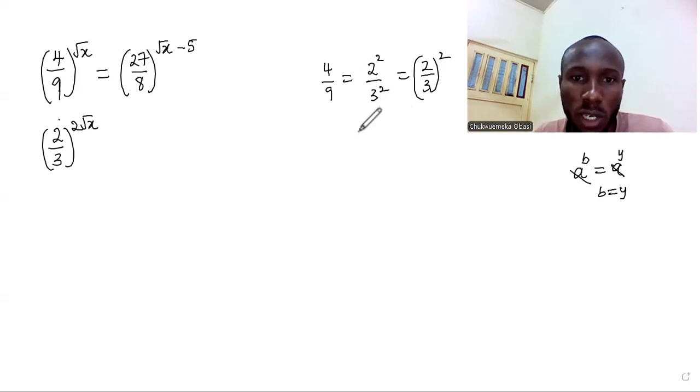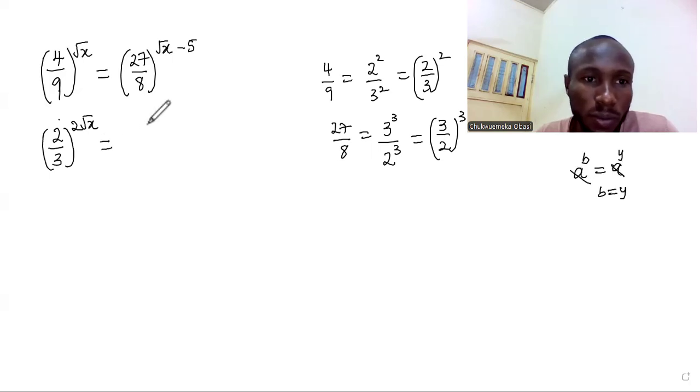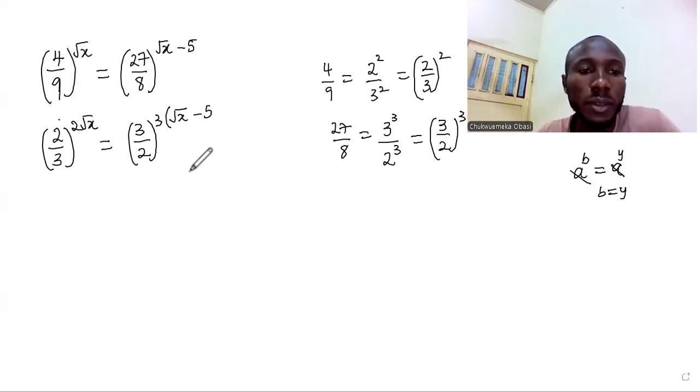Now let's talk about 27 over 8. 27 is the same as 3 raised to the power 3, and 8 is the same as 2 raised to the power 3. So you know what to do. That becomes 3 upon 2 all raised to the power 3. Straightforward, right? I'm going to write this as 3 upon 2 all raised to the power 3. But take note, 27 upon 8 already has the power x minus 5. Because that is more than one term, I'm going to put it in brackets like this. Perfect.